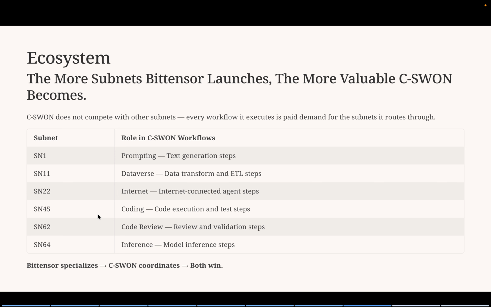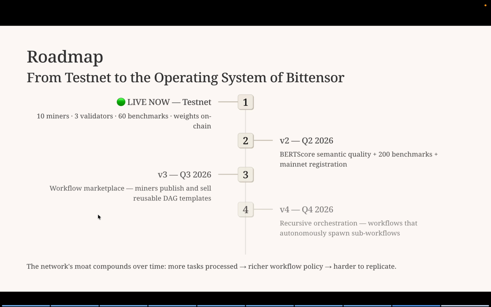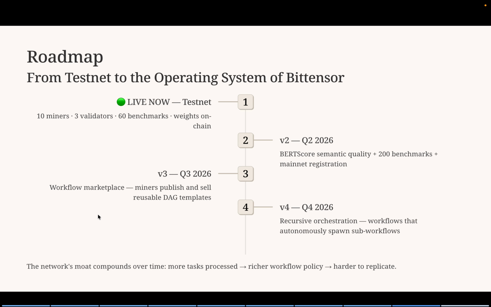So, moving forward, what is coming next? Now we are live on the testnet. In the next quarter, we will go for the semantic quality score, matching 200-plus benchmarks, and mainnet registration. Then we will go for the marketplace workflow, where miners can publish DAG templates for sale, and then go for recursive orchestration, where C-SWON can route itself to meta workflows.